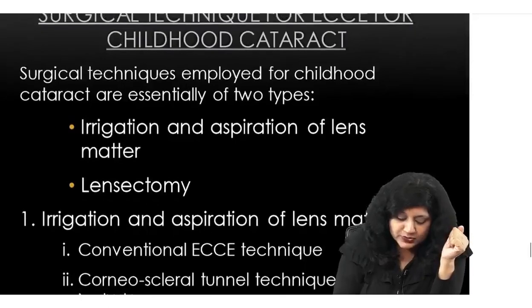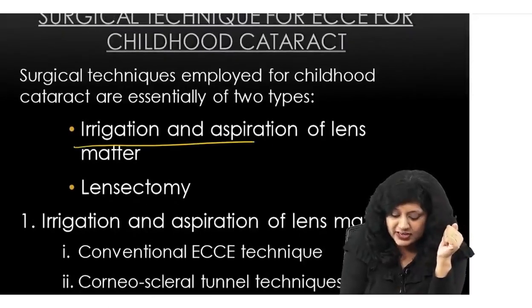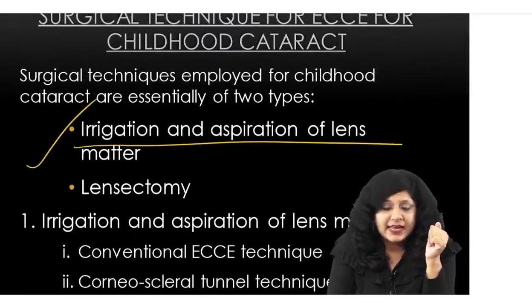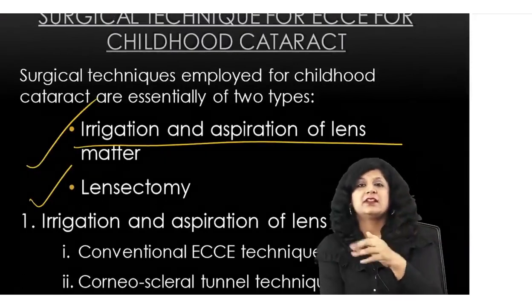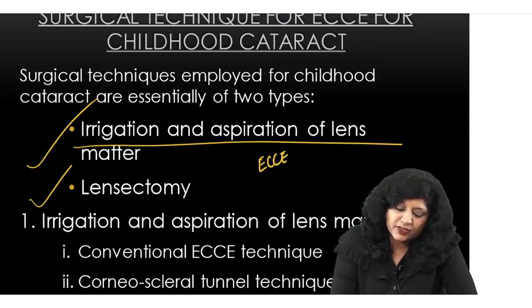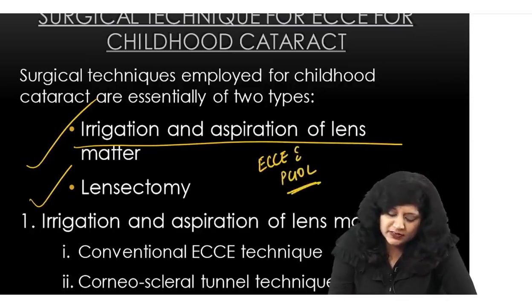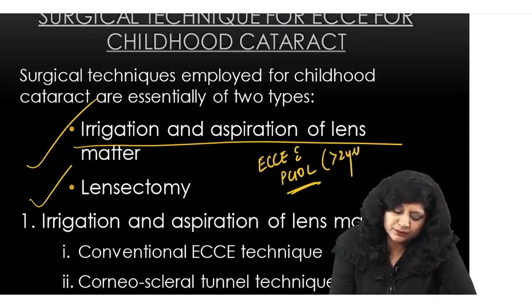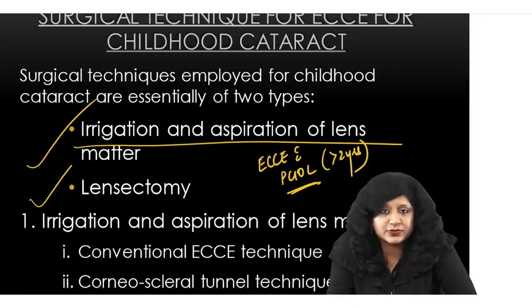So what we are using basically, one is your irrigation aspiration of the lens matter, and second is your lensectomy, and the third of course is that conventional ECCE with the PC IOL that we are doing in adults. I can do that also, but that is given preferably after 2 years of age.